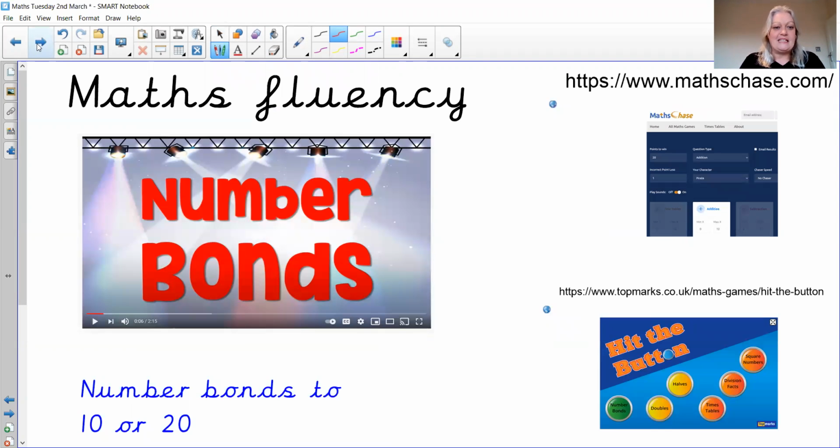For your maths fluency today, there's a song you could listen to, a bit of number bonds to 10, or you can still play the games that we have been using last week and yesterday as well.